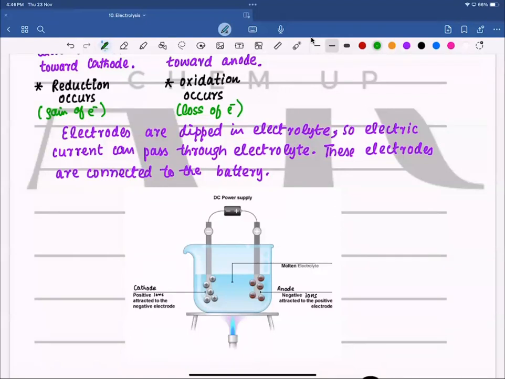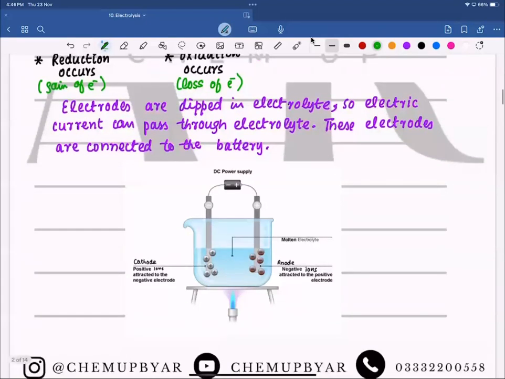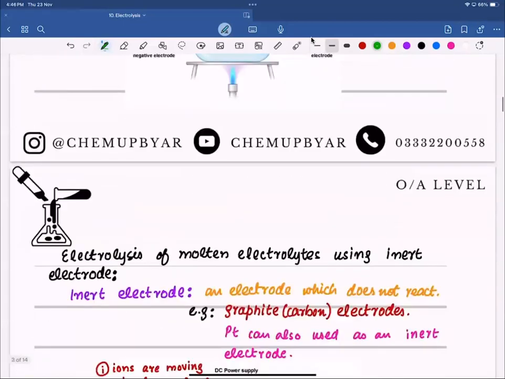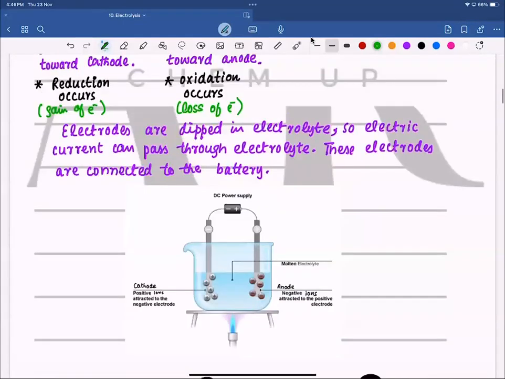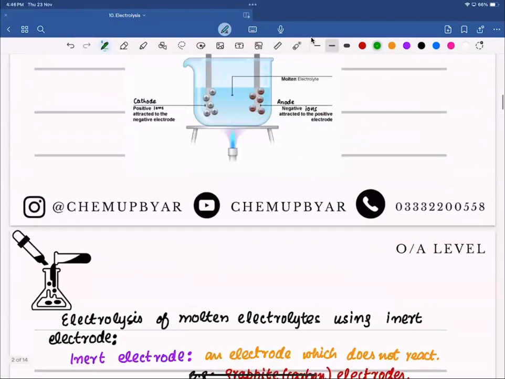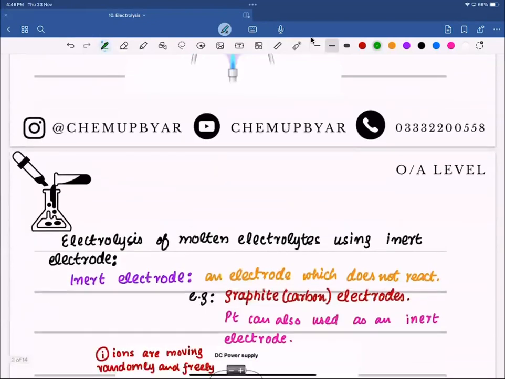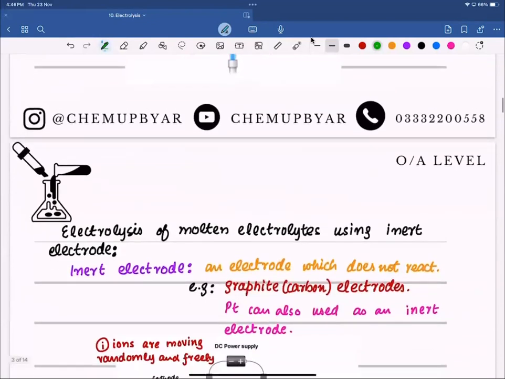Yes, Safwan, Khadija, and Aisha. Yes, sir. Okay. Sir, I didn't get that. How are we saying that there is reduction at one end and oxidation at the other end? Yeah, we are going to discuss that over here. I will explain the whole process over here, so then you will understand why oxidation is loss of electron and reduction is gain of electron.